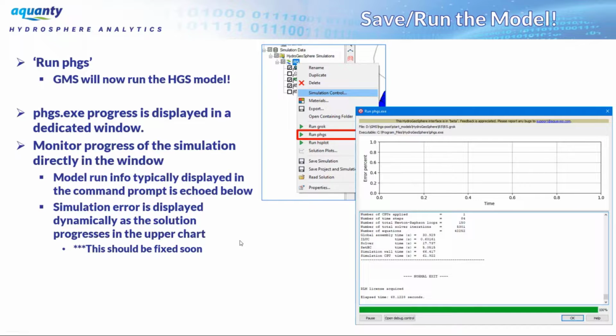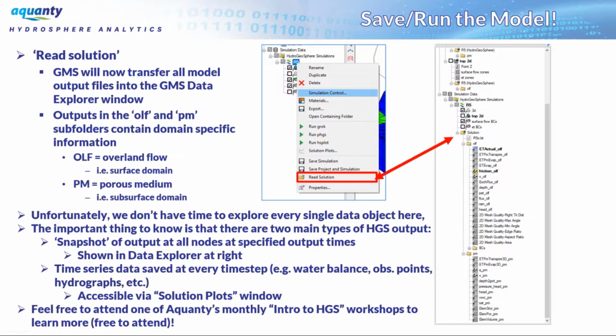Once the model is run, the next step is to read the solution. So we no longer have to run hsplot to reformat outputs or anything like that. GMS will handle all of that automatically, but we'll right click and select read solution. What this does is it tells GMS to go into the project folder to identify every individual model output file and to start reading them into the GMS interface.